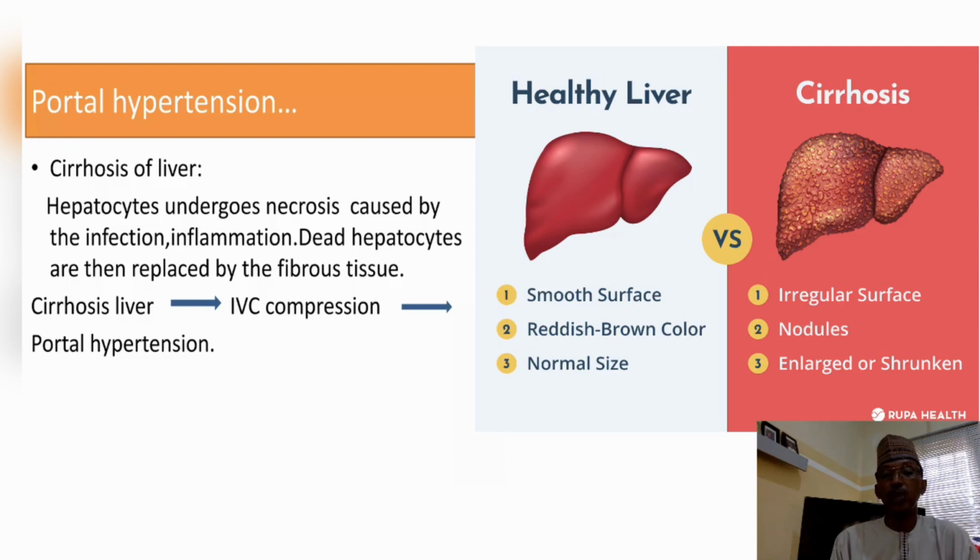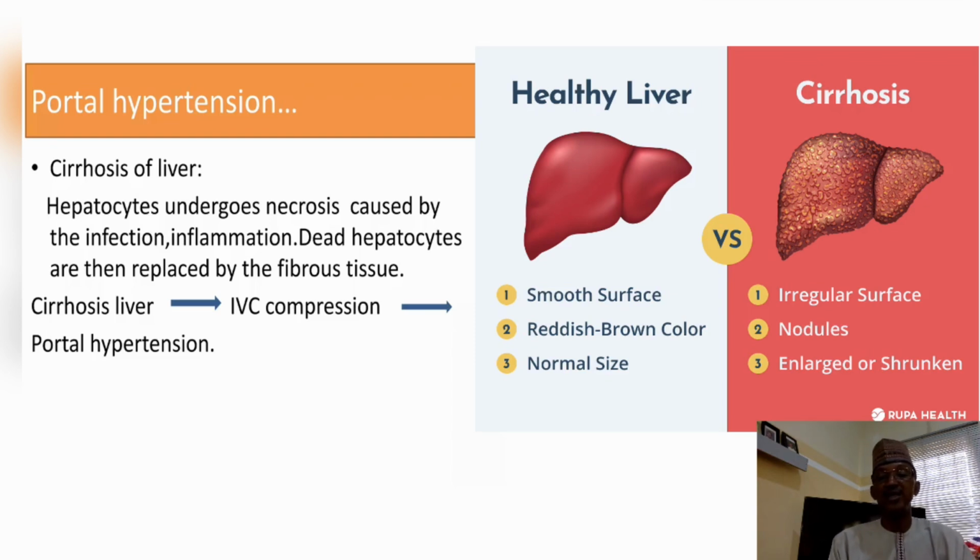So if you now look at this liver here, you are going to see that this liver is fresh, and it has a smooth surface. It is reddish brown in color, and it is of normal size. So when you compare this with the cirrhotic liver, the liver that is cirrhotic, you are going to see that the surface of that liver is not smooth. So it is rough because of these nodules.